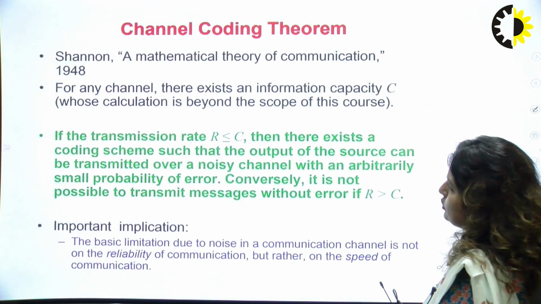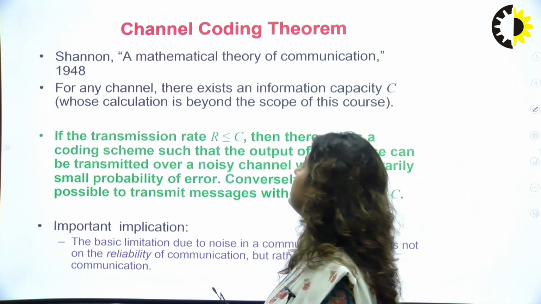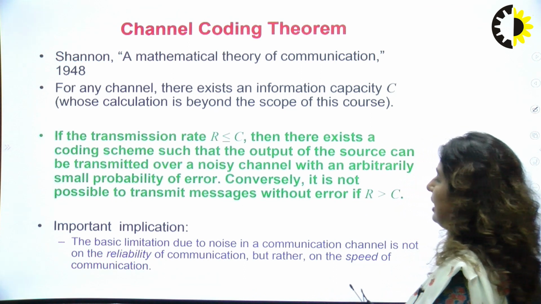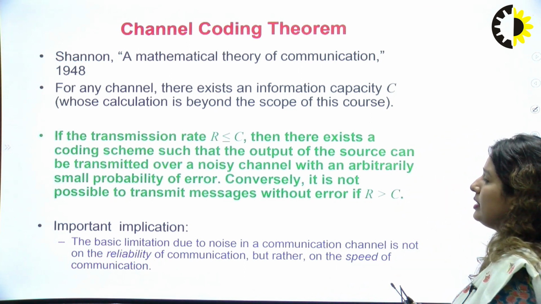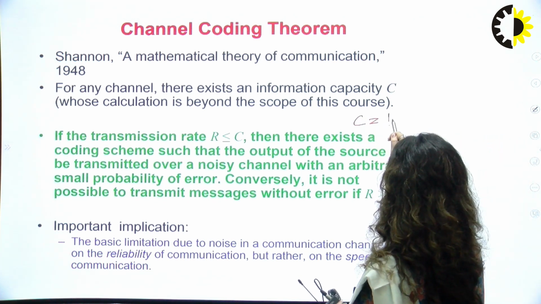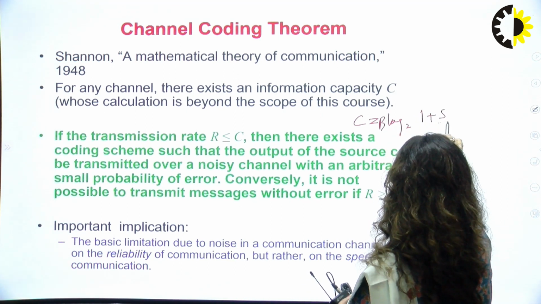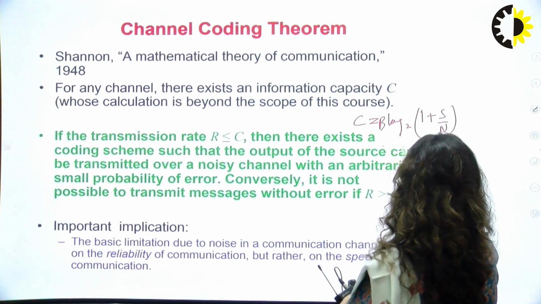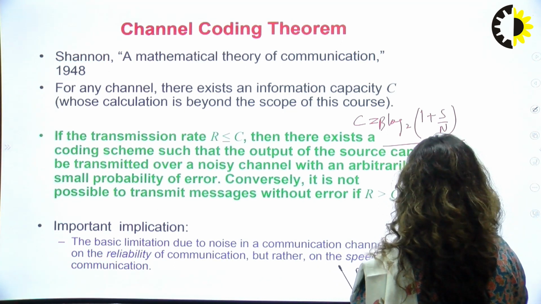The last topic is the channel coding theorem. Shannon gave the channel coding theorem in 1948 for calculating how a channel responds to a particular bandwidth and capacity. He gave the formula C is equivalent to B log 2 (1 plus S by N), where S by N is the signal to noise ratio.